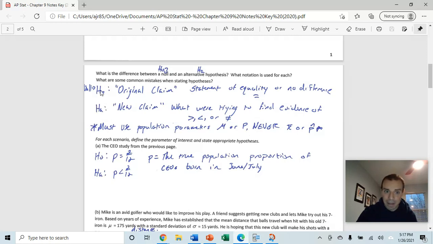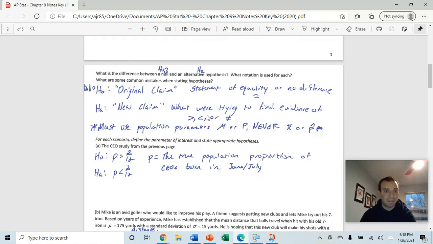Okay, so we have the null hypothesis, H₀ or H sub 0, and the alternative hypothesis, H sub A. The null hypothesis is our original claim. It's our statement of equality. Your null hypothesis will always, always be equal to. The alternative hypothesis is your new claim, what you're trying to find evidence of. And it can either be a less than, a greater than, or a not equal to. So your null hypothesis will always be equal to, and then your alternative has the option of those three different things.